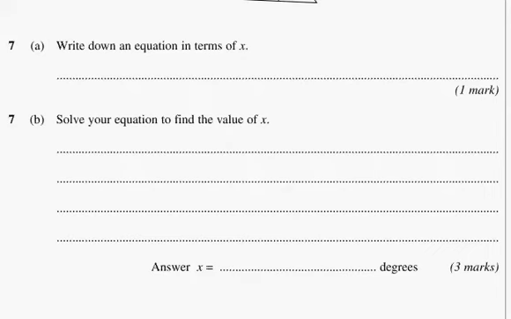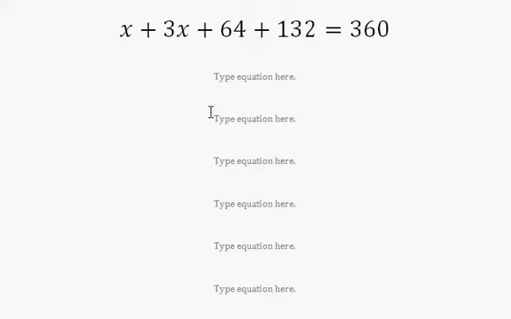Question 7b. Solve your equation to find the value of x. We found in part 7a we wrote an equation of x, and now we need to solve that equation. So in part A, this was the equation we wrote down. This is an equation because it has an equal sign in it. We wrote down x plus 3x plus 64 plus 132 is equal to 360.